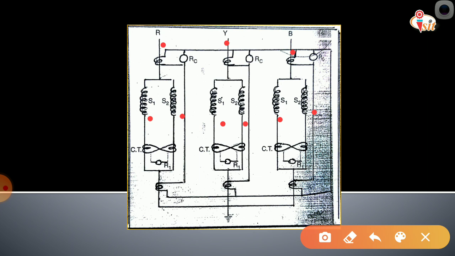So this is the three-phase double wound generator and the relay RC. The relay RC provides protection against phase to ground and phase to phase faults, whereas the relay R1 provides protection against the internal faults, as the name indicates. So here is the relay R1 in R phase, then R1 in Y phase, and R1 in B phase. It will provide protection against the interturn faults, whereas RC will provide protection against phase to ground and phase to phase faults.